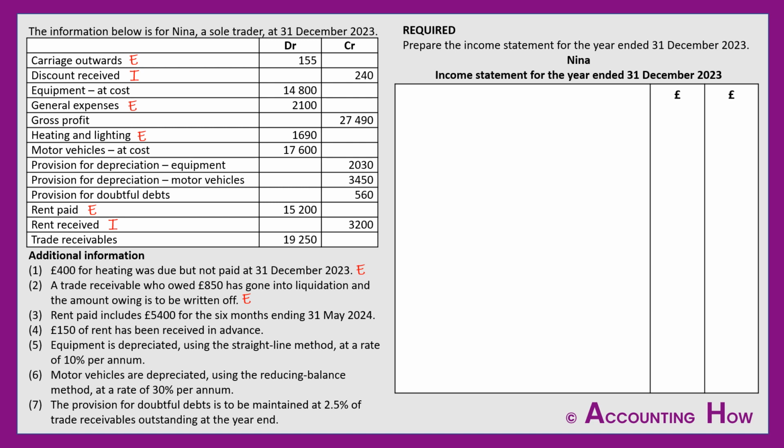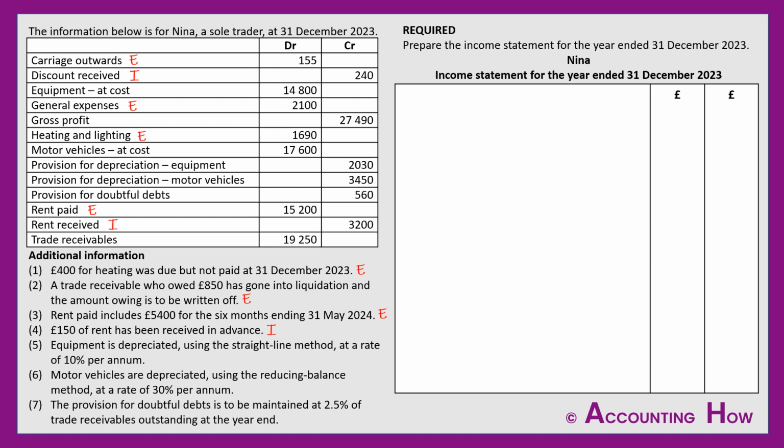The rent paid figure includes £5,400 for the 6 months ending 31st of May 2024. So rent paid, we already said, was an expense. So item 3 is going to affect that rent paid figure. So I'm just going to remind myself there. £150 of rent has been received in advance. So this is now to do with the rent received, which we said was an income. So when I come to record that in a moment, I need to remember to deal with that. So I'm just going to put an I there to remind me.